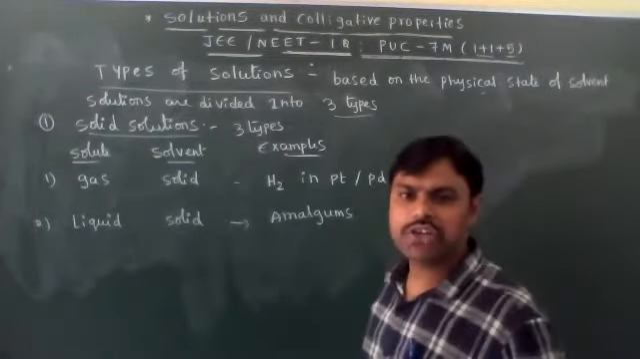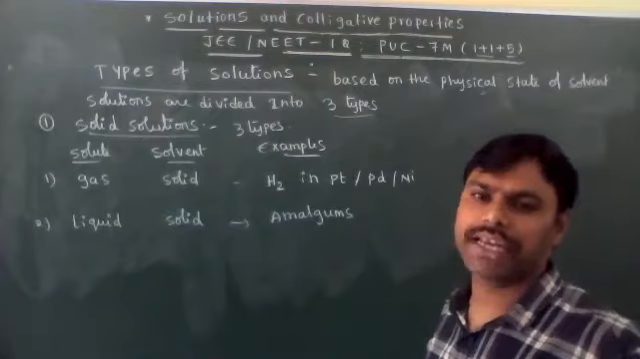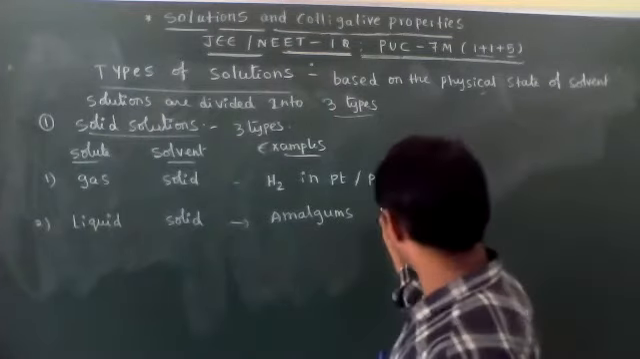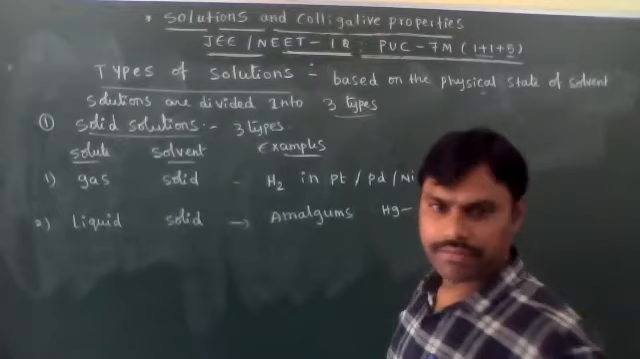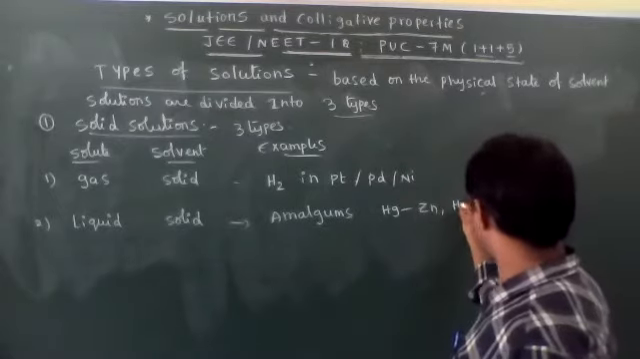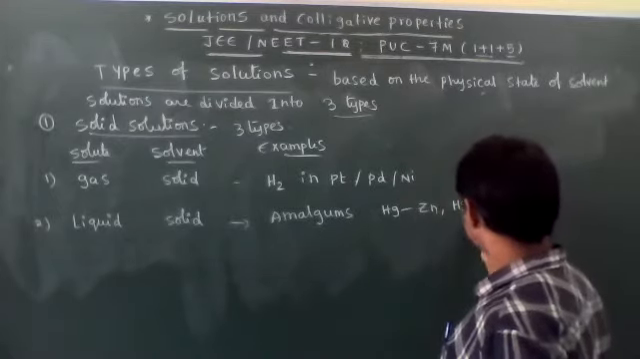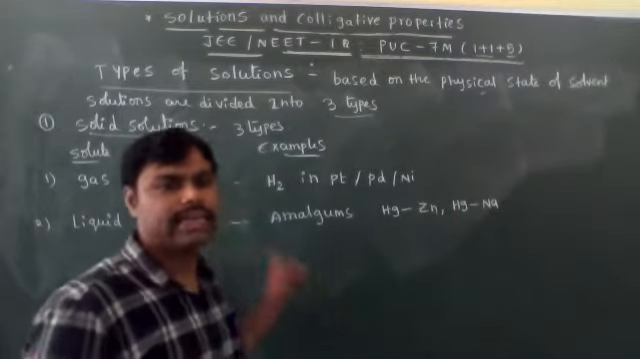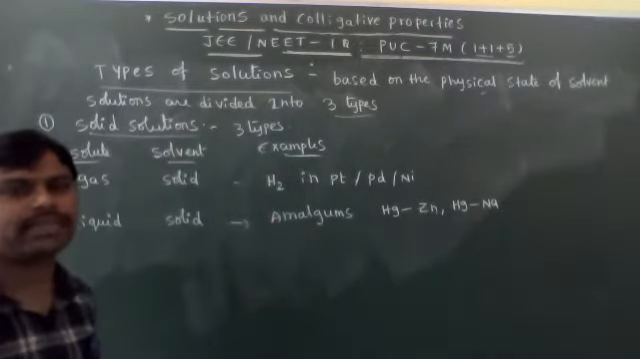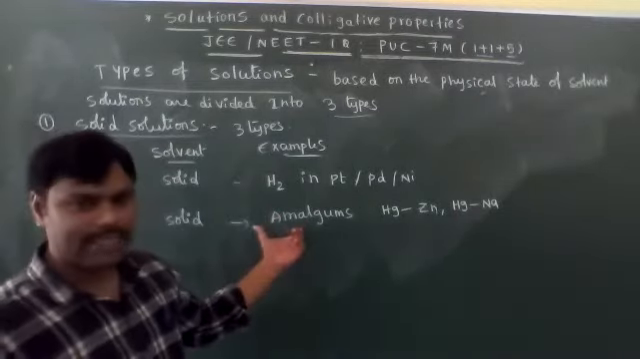Amalgams means mercury is the one component. We know that mercury is a liquid state metal. Mercury and zinc, or mercury metal present in sodium. These are the examples for liquid in solids, commonly called amalgams.